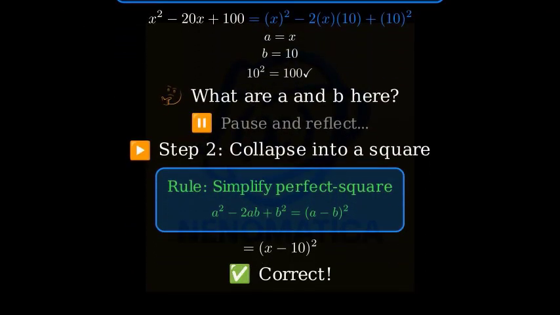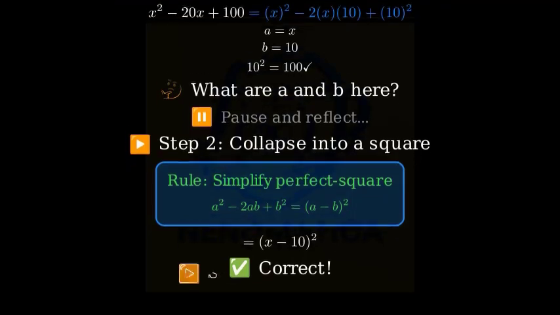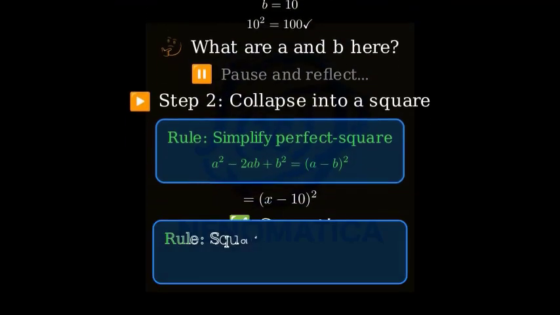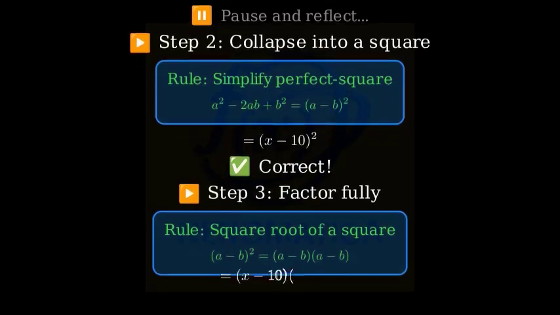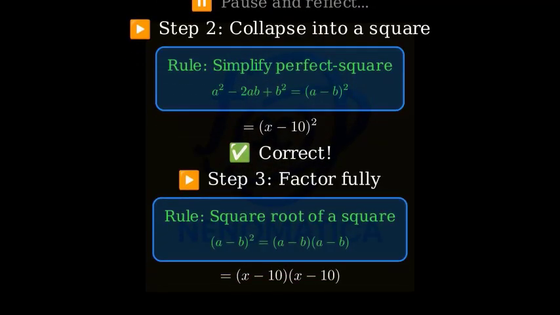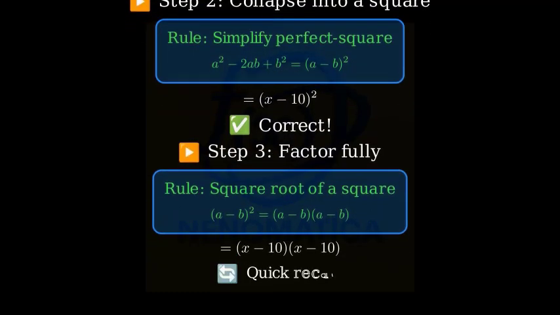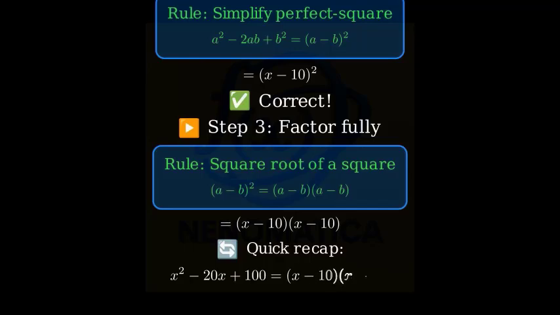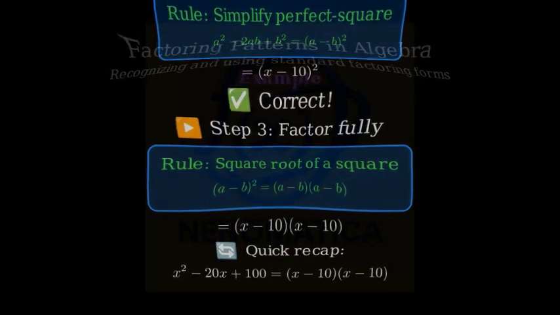Step 3. Let's factor fully. Using the rule that a square equals the value times itself, we get (x minus 10) times (x minus 10). Quick recap. We have x squared minus 20x plus 100 equals (x minus 10) times (x minus 10). And that's our factored form. Let's summarize what we've learned about factoring perfect square trinomials.